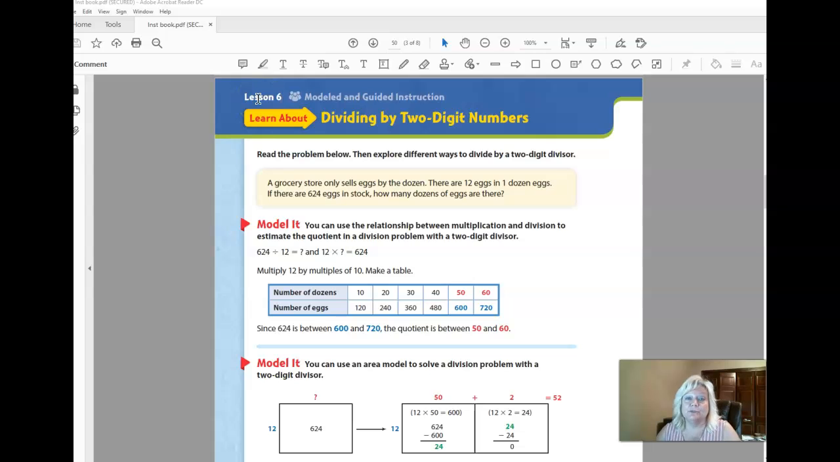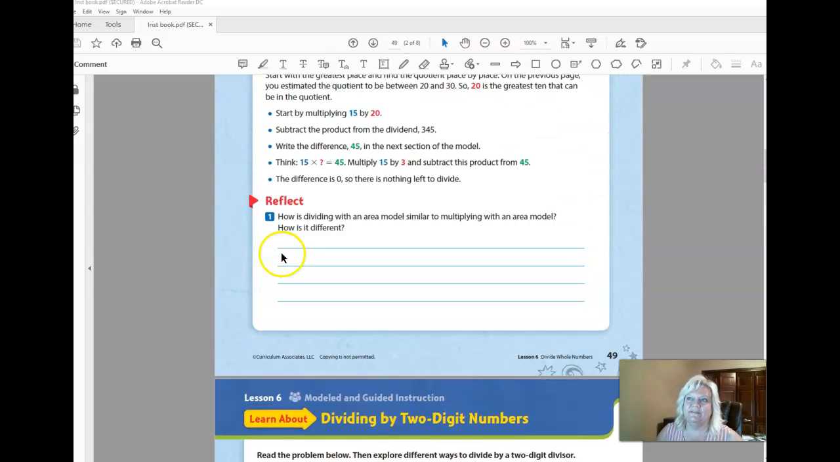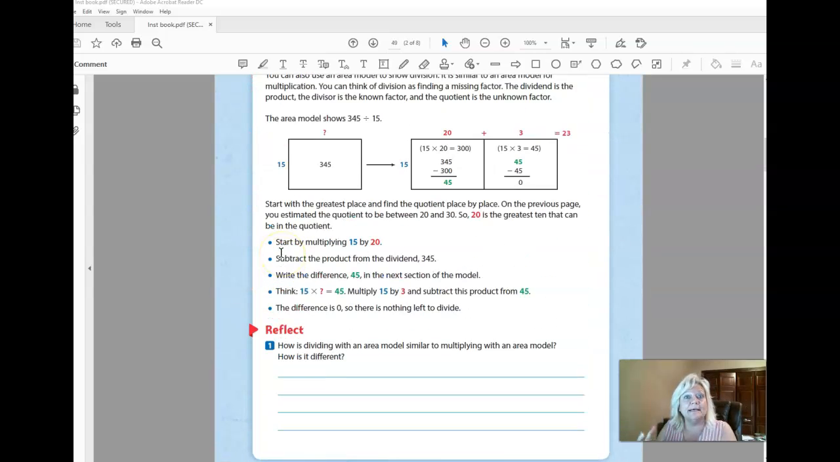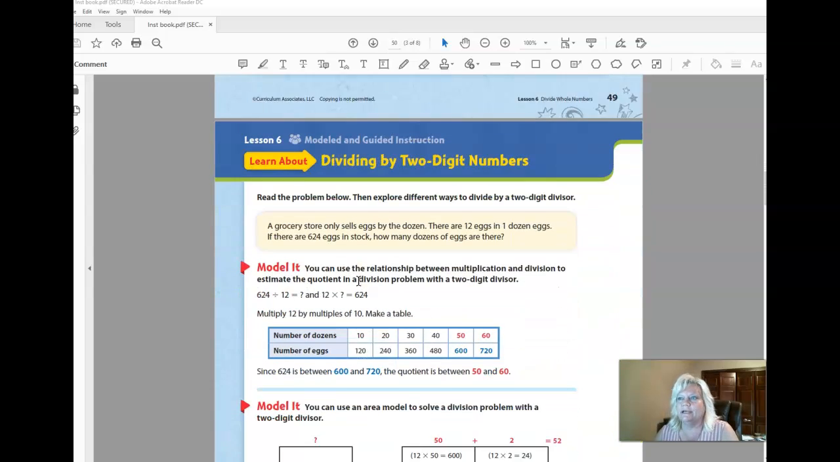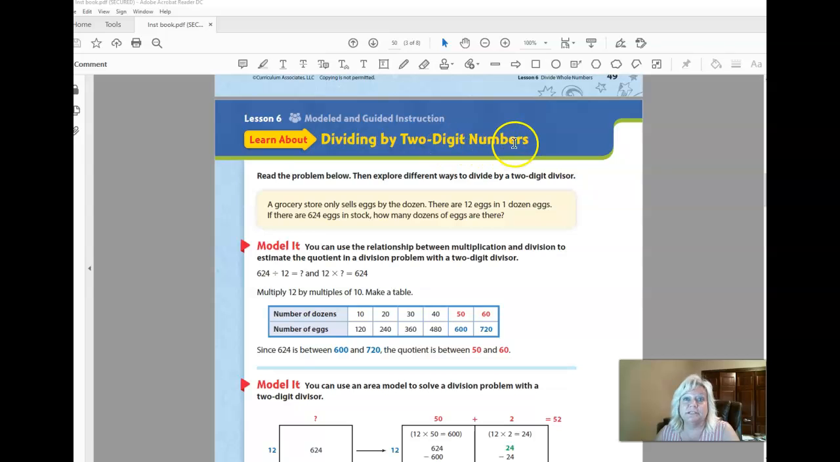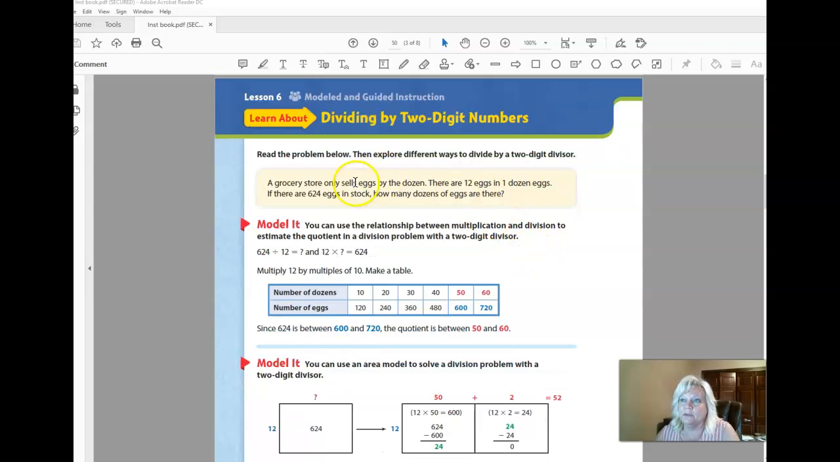This is day 2. So we already did these previous pages of how we made the estimate of an idea of where our answer is going to fall. So let's just go ahead. If you need to go back to those pages and look, you can. So we are dividing 2-digit numbers this week or this day.